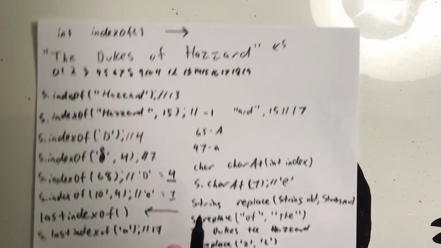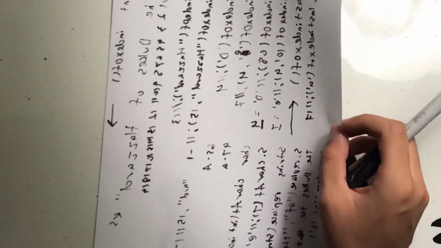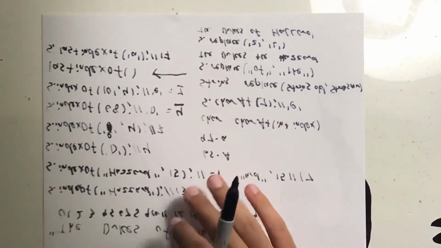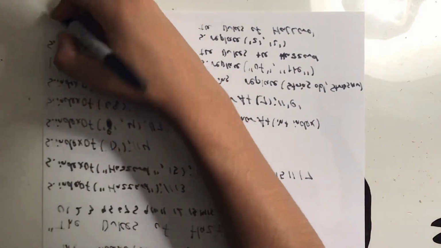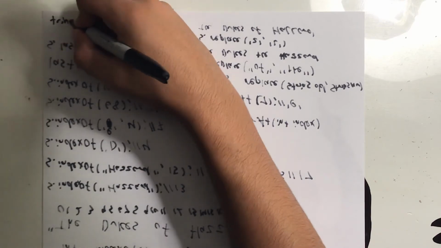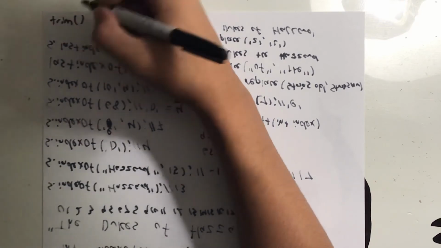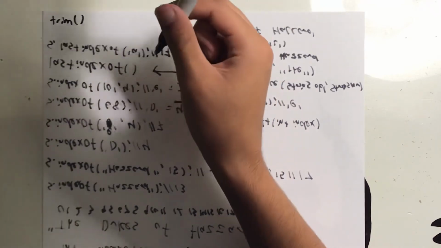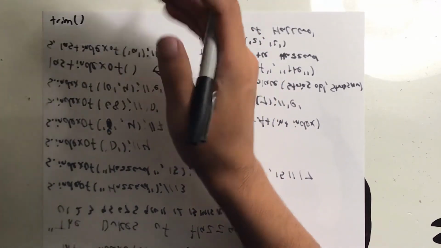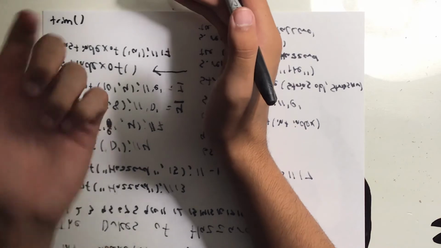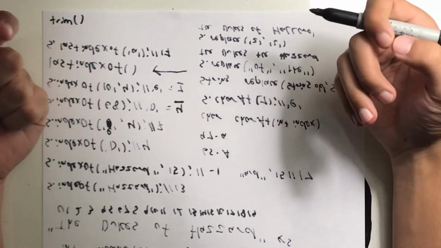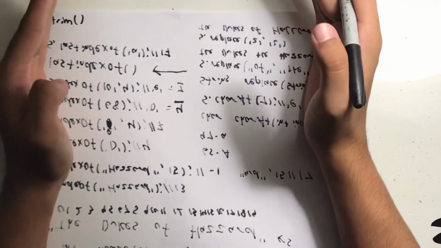The next one is the trim method. What the trim method does, it removes white spaces at the beginning and end of the string. So if there's a space in the beginning of the string and a space at the end, it's going to remove these and just get the string, okay?